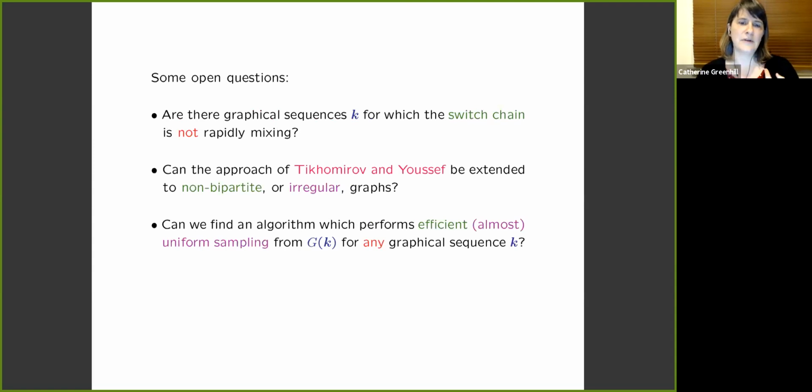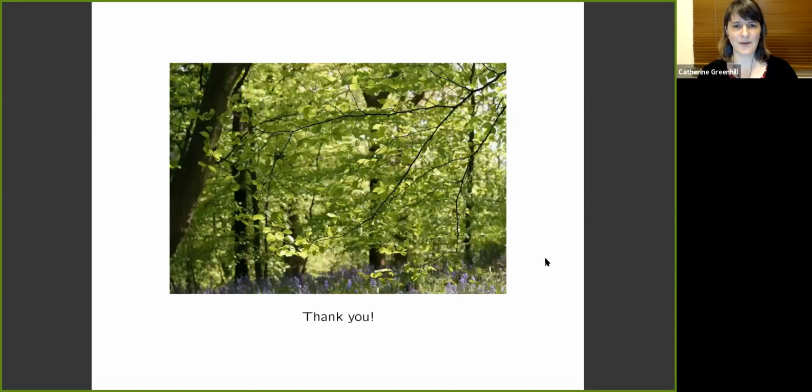Are there graphical sequences for which the switch chain is not rapidly mixing? We don't know. Can this very new and very impressive approach of Tikhomirov and Youssef be extended past bipartite regular graphs? And can we find any algorithm which will efficiently sample graphs uniformly or almost uniformly for any graphical sequence K? And that's it. Thank you very much.